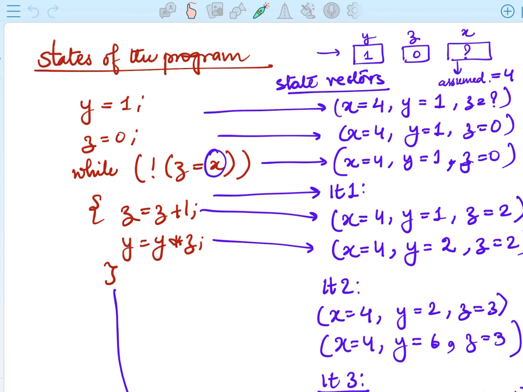Now we will be studying about states of the program. When I talk about states of the program, what do I mean? I mean different paths or different steps will have different values of the variables.